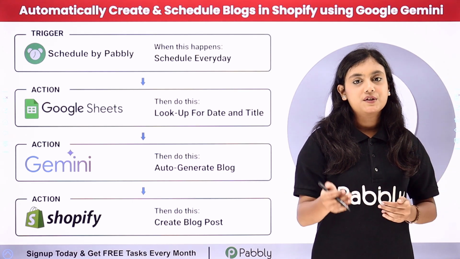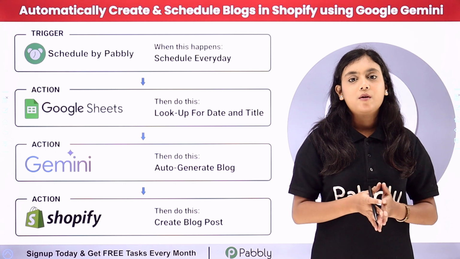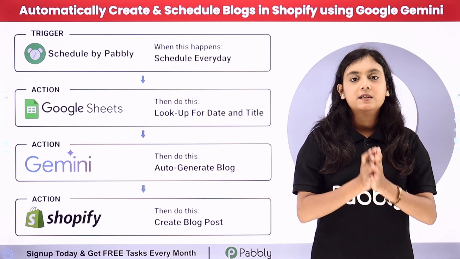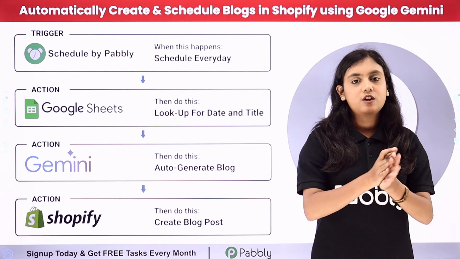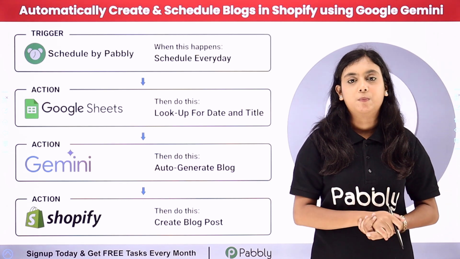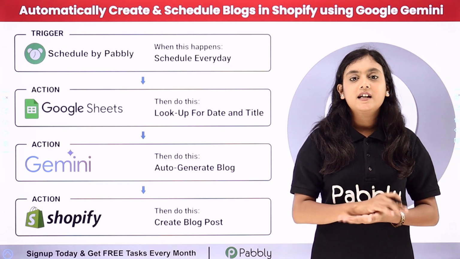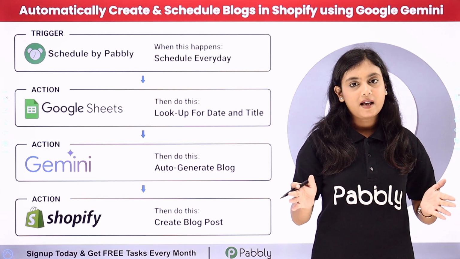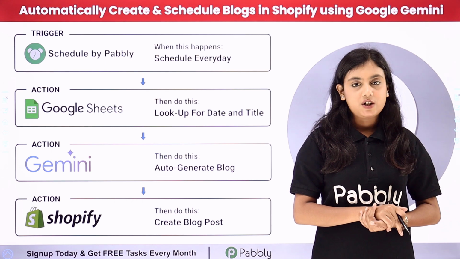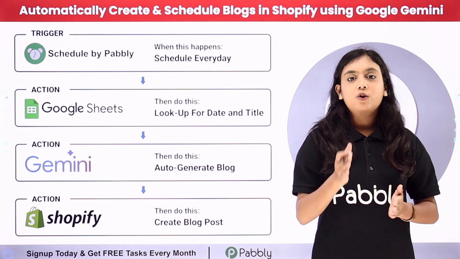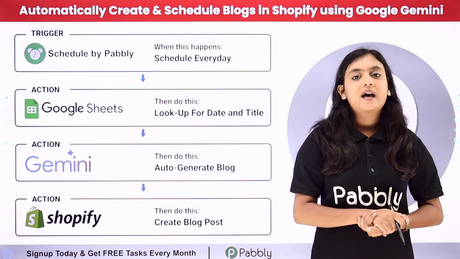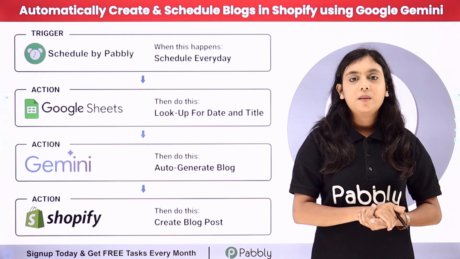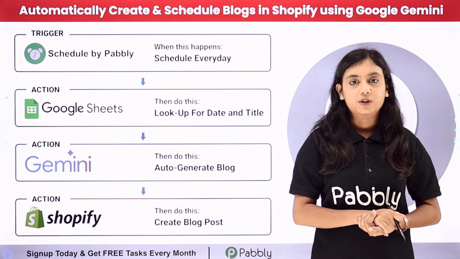In this automation, what is going to happen? Firstly, with the help of Google Sheets, we're going to get the data of the date of publishing as well as the title of the vlog that we want to post on our Shopify account. And as we have the title of the vlog, the content is going to be automatically generated using Gemini. And as the content is going to be generated, we want to post that content on our Shopify account as a vlog on the specific date of publishing that we have entered in our Google Sheets.